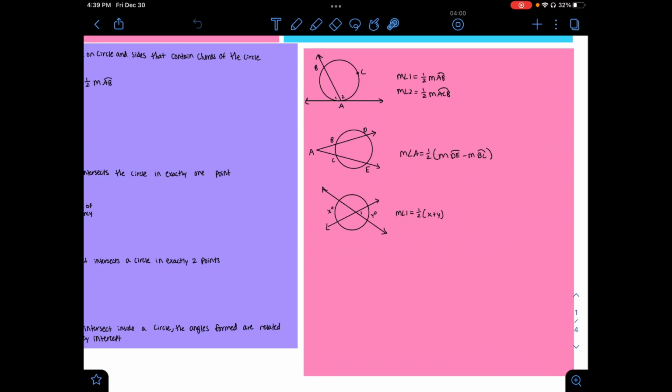If you have these 2 secants, measure of this angle A is going to be equal to the measure of this arc length minus the measure of this arc length. And then to find the measure of this angle when 2 secants intersect inside the circle, it's going to be equal to 1/2 this angle plus this angle.